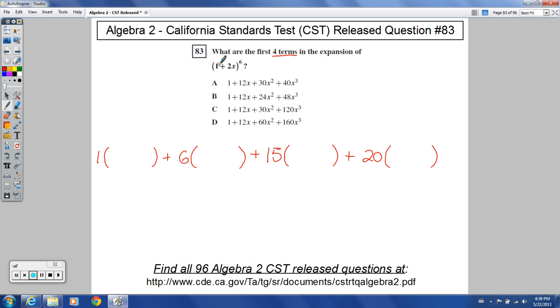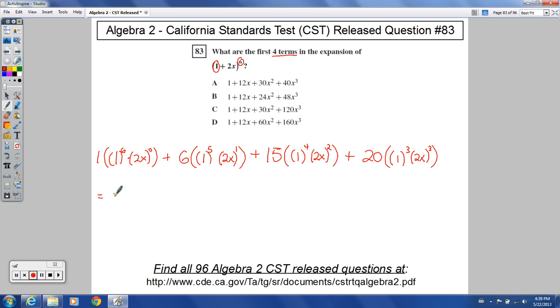What goes inside here? Well, it's always going to be the first term to this power to start. So 1 to the 6th power, and then 2x to the 0 power. From there, take the same terms, write them again, but increase this power by 1, decrease this power by 1. So this would be the 5th and to the 1st. Same things here, but now to the 4th and to the 2nd. And finally, for the first four terms, again, not doing all 7 here, we're doing 1 to the 3rd and 2x also to the 3rd now.